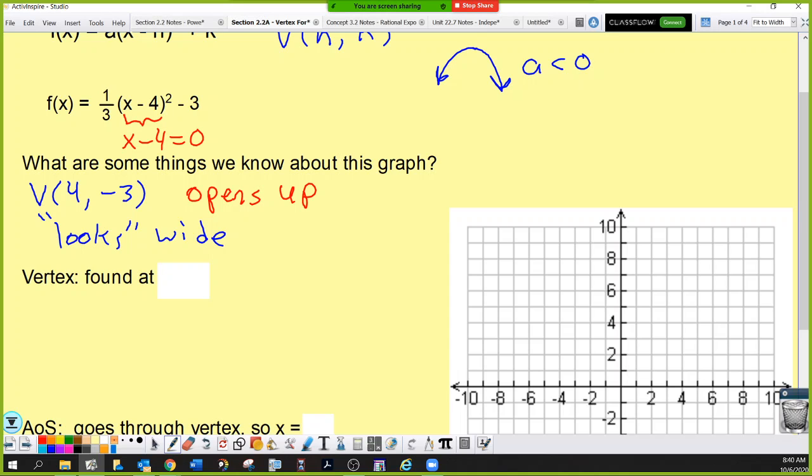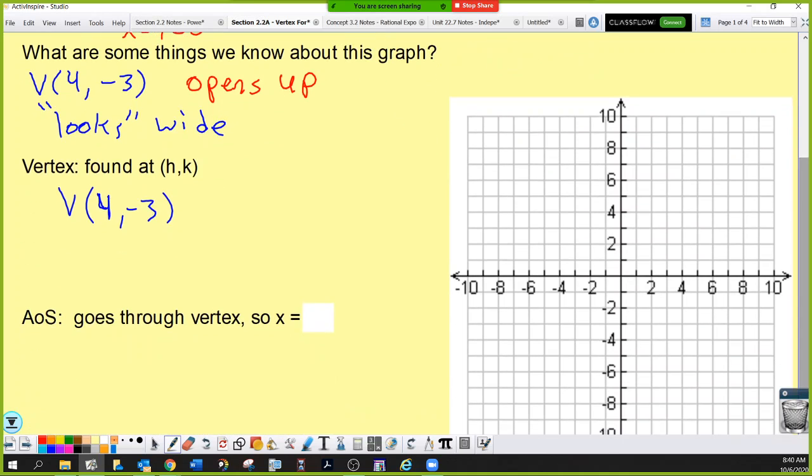All right, so our vertex, we already know, is going to be found at h comma k, and for us, that is, we already said it, 4 comma negative 3. So let's go ahead and put 4 comma negative 3 on our picture. 4 comma negative 3 is right here.